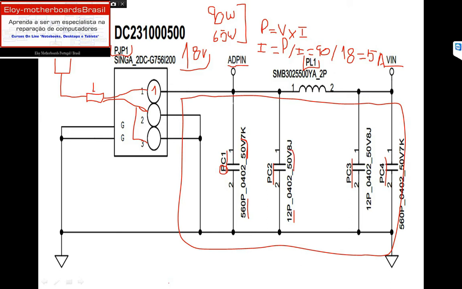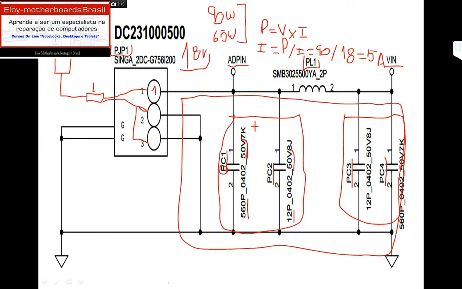Capacitors, when they are in parallel, their values sum. So it's PC1 plus PC2, or we can say 560 plus 12. This value right here makes a unique capacitor. This makes a unique capacitor right here, and this is the same, 12 plus 560, right here.